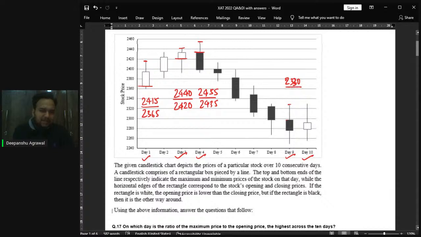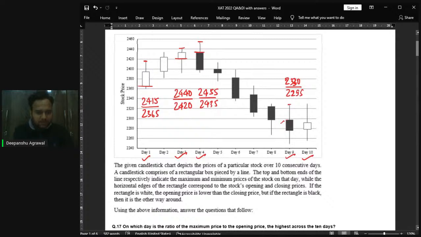We can take the plus minus 5 data. That is not a very important issue, but we should try to take the exact data, right? Now this I can say as 2295. So this would be 2330 divided by 2295.